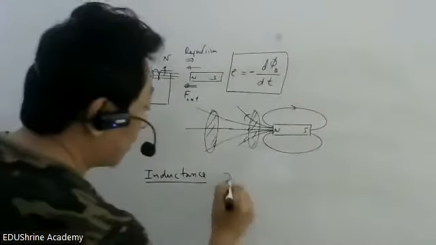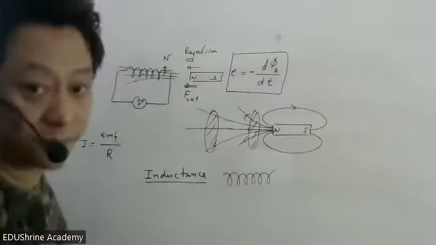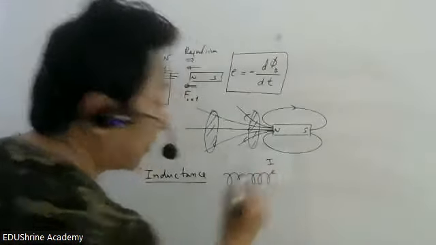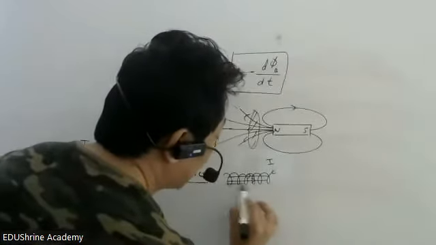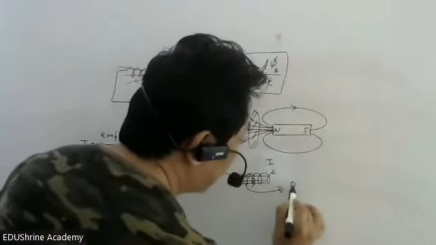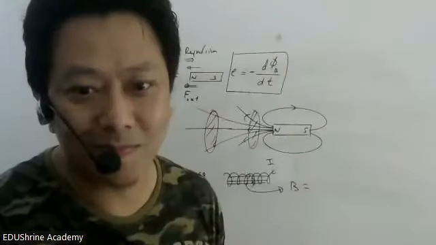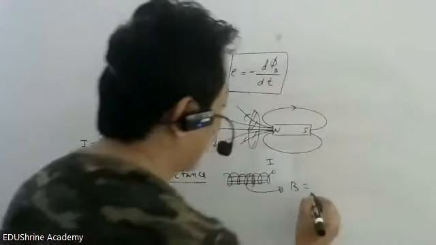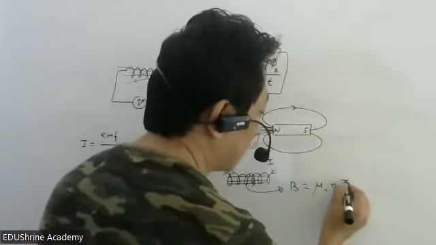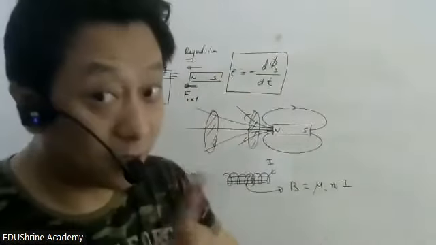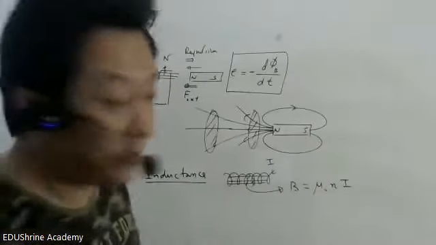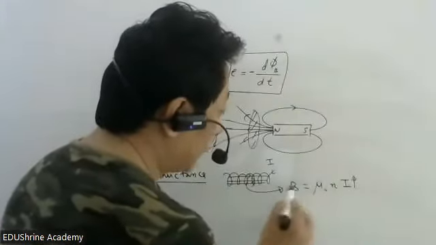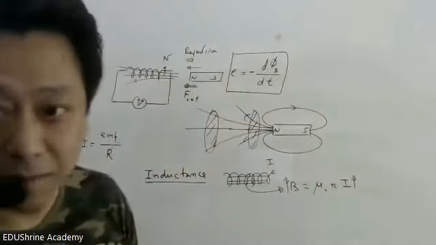Simple. Take this solenoid. Pass current I. Tell me the formula for the magnetic field inside the solenoid. Mu naught n i, sir. Mu naught n i. And this small n is the number of turns per unit length.